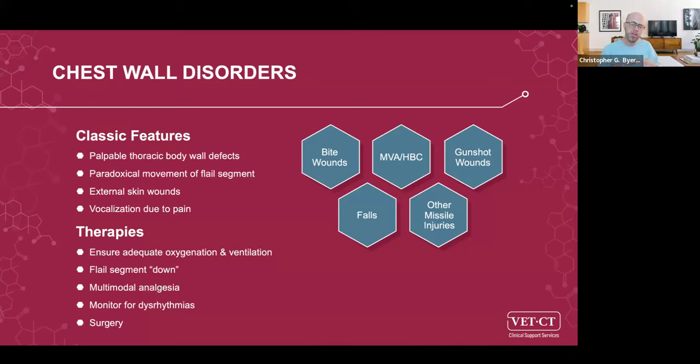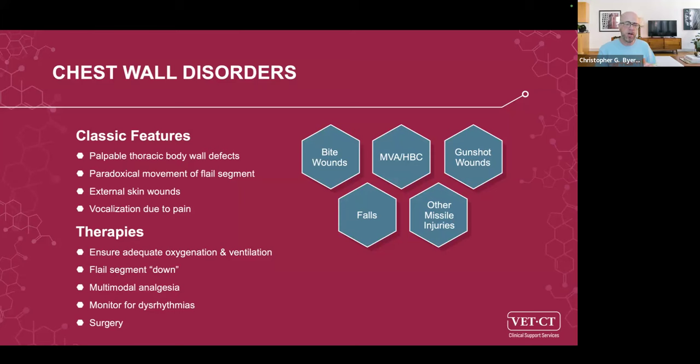We have the sucking chest wound, but to the right of that sucking chest wound, we also had a flail segment, which is essentially two or more consecutive ribs broken at two or more places, resulting in a free-floating segment of rib that moves paradoxically with inspiration versus expiration. And that's because of the differences in intrathoracic pressure.